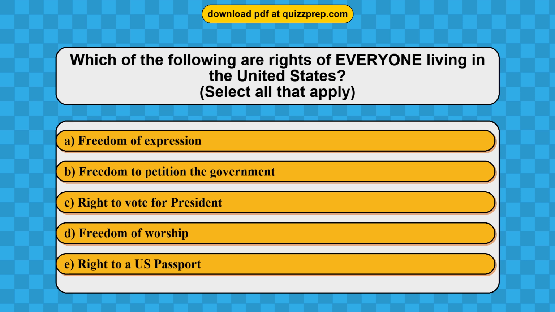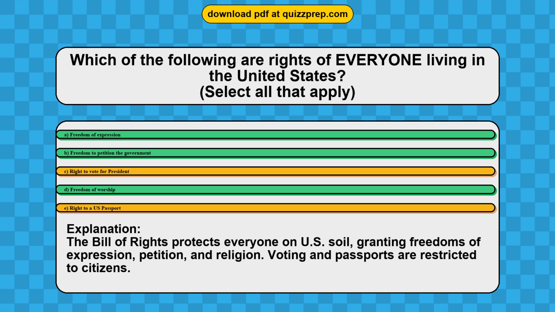Question 3. Which of the following are rights of everyone living in the United States? Option A. Freedom of expression. Option B. Freedom to petition the government. Option C. Right to vote for president. Option D. Freedom of worship. Option E. Right to a U.S. passport. The correct answers are options A and B and D. Freedom of expression, freedom to petition the government, freedom of worship. The Bill of Rights protects everyone on U.S. soil, granting freedoms of expression, petition, and religion. Voting and passports are restricted to citizens.